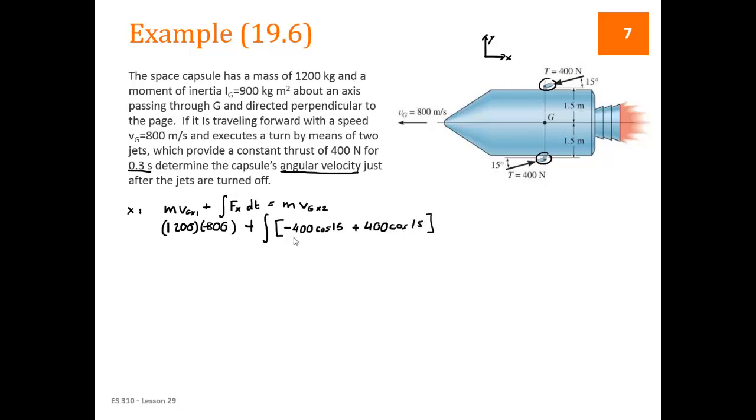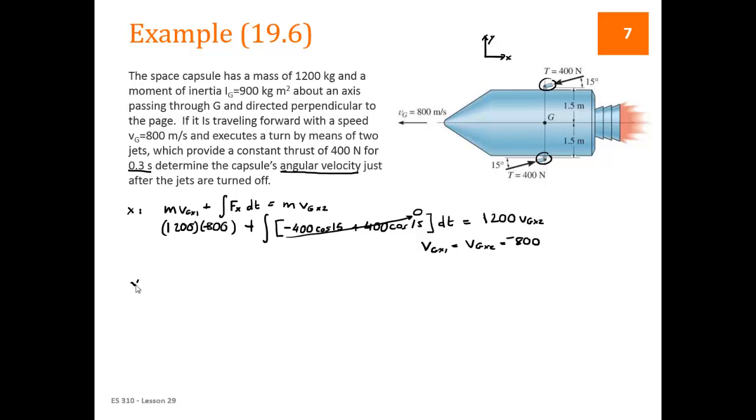Then on the bottom we have positive 400 times the cosine of 15. So in essence, in the x direction, these cancel each other out, and the force is zero, dt. So this is going to equal the mass, 1200, times vgx2. Since that's zero, then the momentum isn't actually going to be changing because there is no impulse. So we have that vgx1 is equal to vgx2, which is equal to 800, negative.